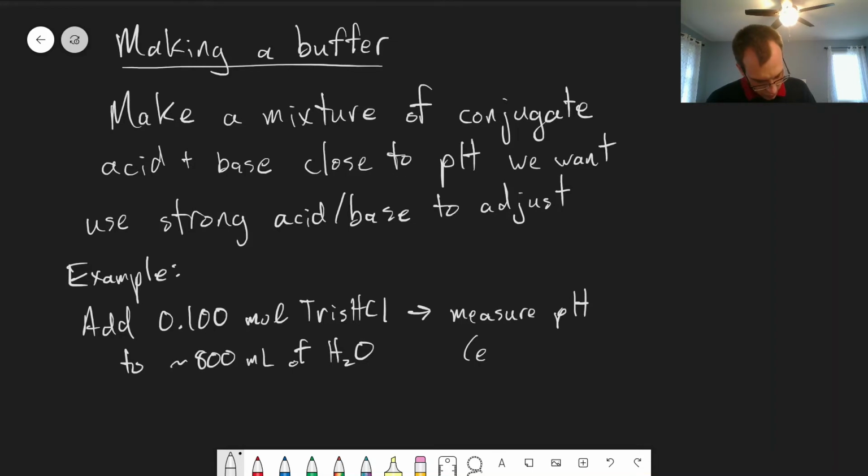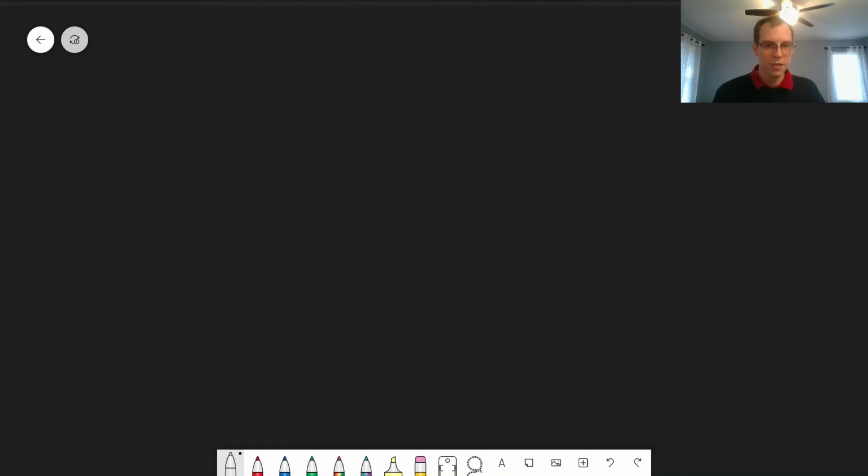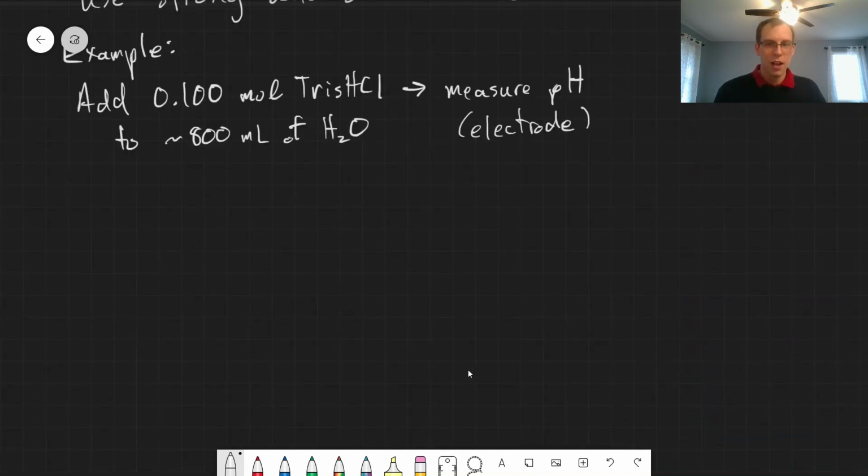So using something like an electrode. Electrodes work best here because we want to be able to monitor the pH as we change this. And so hopefully this moves. There it goes. Moved too far. All right.